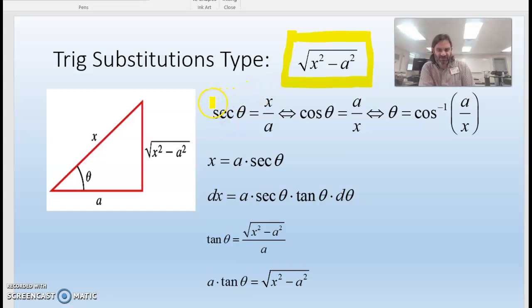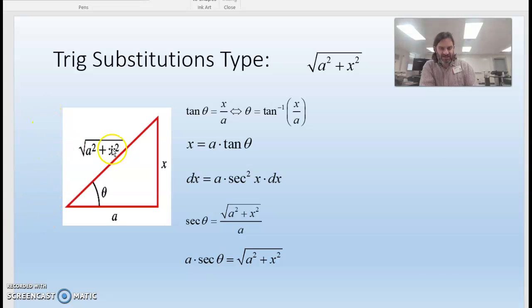So the substitution that works well there is secant equals x over a. That is hypotenuse over adjacent. It's the reciprocal of the cosine. And then the tangent will be the opposite over adjacent. That's the square root of x squared minus a squared all over a. And if you follow with the differentials and manipulate, these will work out for you. We're going to do some examples, don't worry.